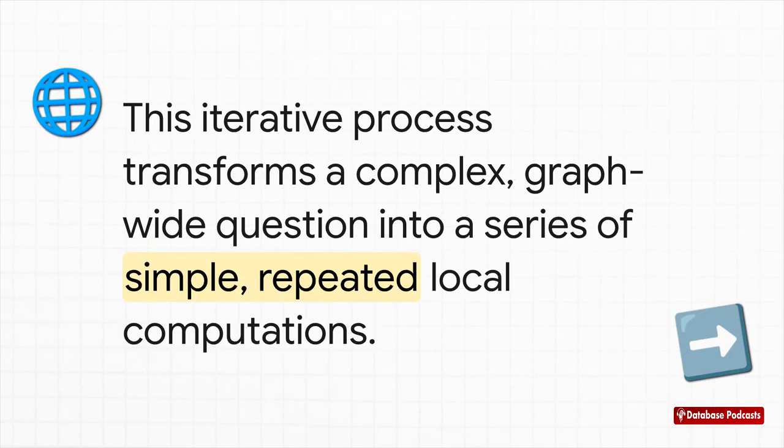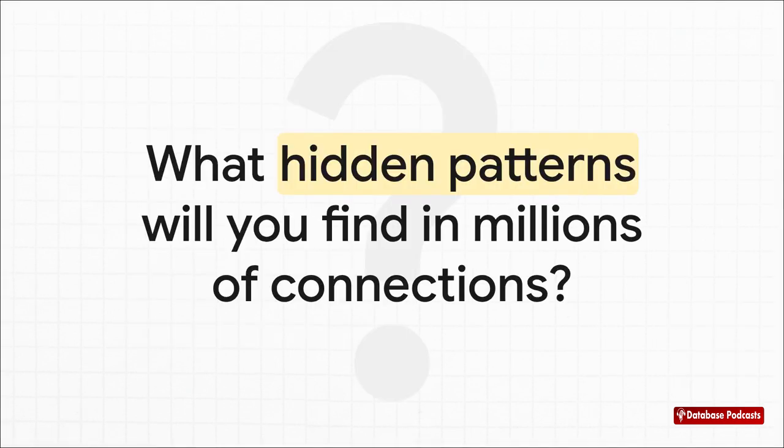We took a really complex graph-wide question and we solved it by having each individual vertex perform a super simple task over and over and over again. That is the entire beautiful idea behind iterative graph processing. And this whole approach, it scales to graphs with billions of connections. It's what's used to find the most influential people in social networks, to detect complex fraud rings, to power recommendation engines. So the real question is, what will you find when you can suddenly ask questions that are 10, 20, or even 100 layers deep into your data?